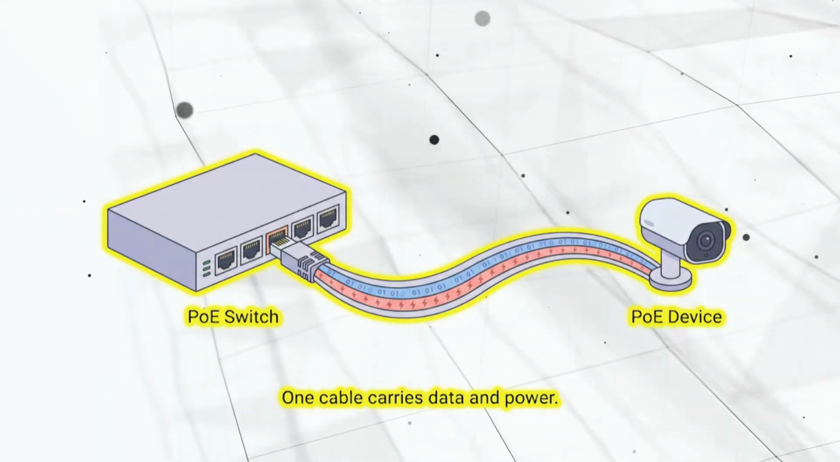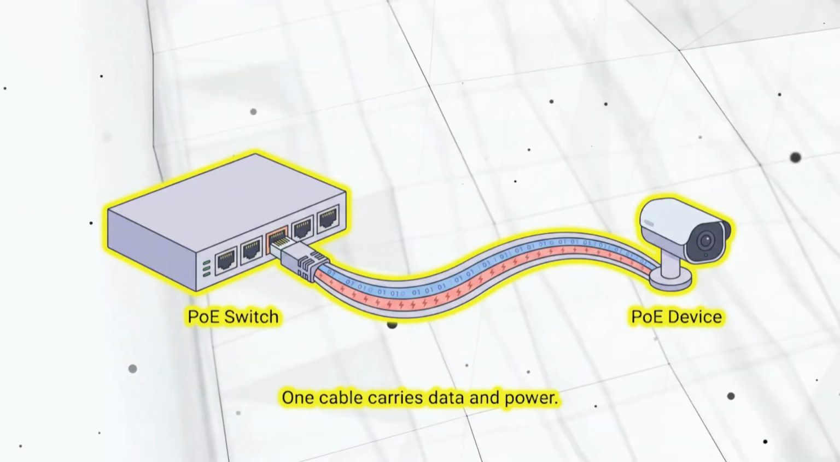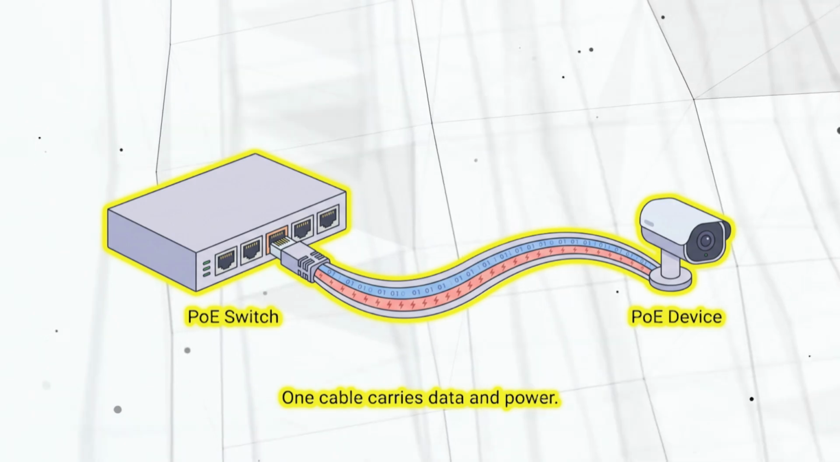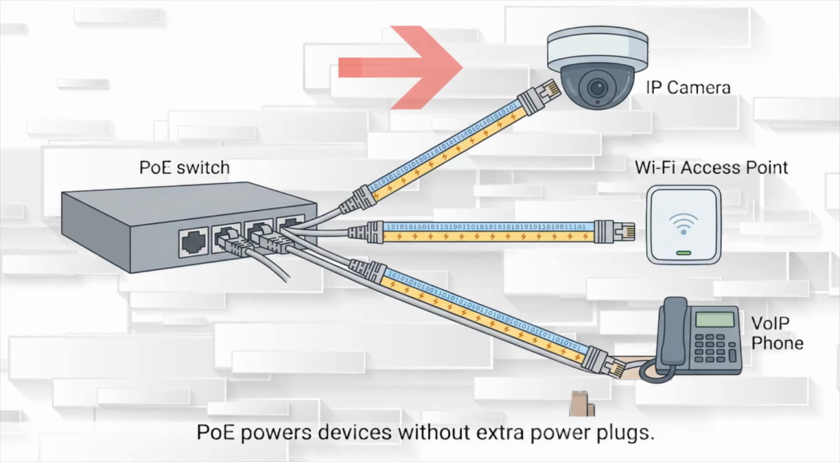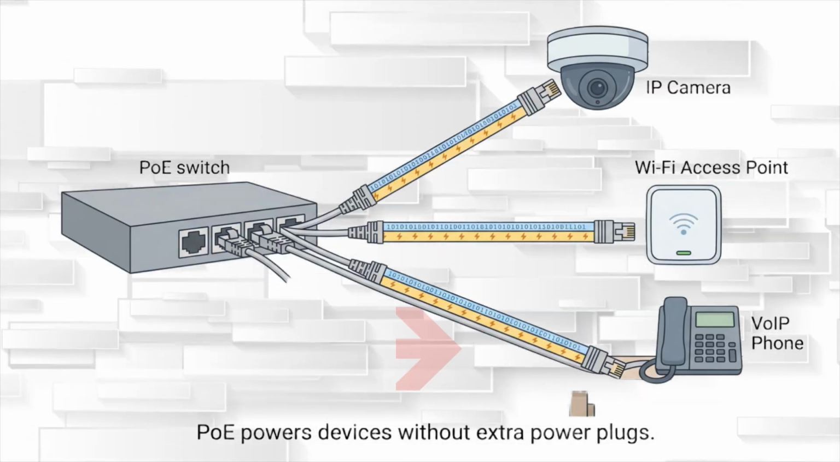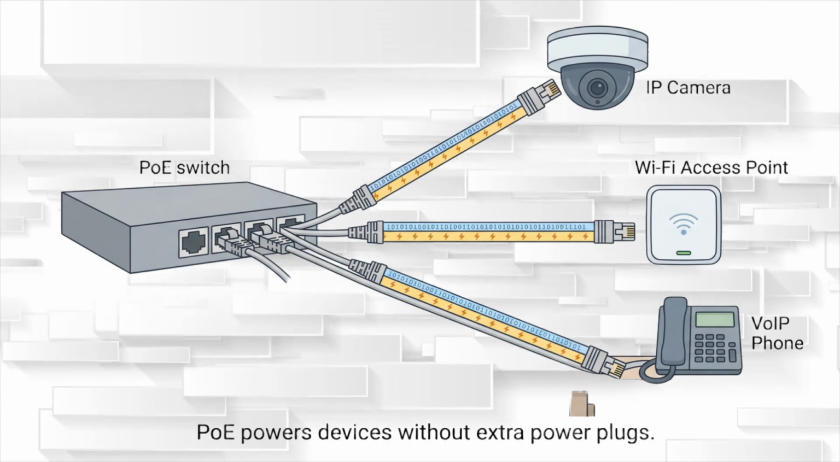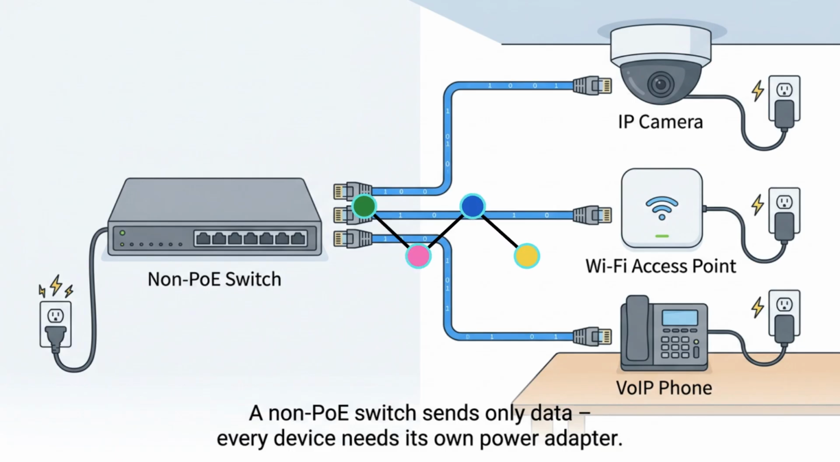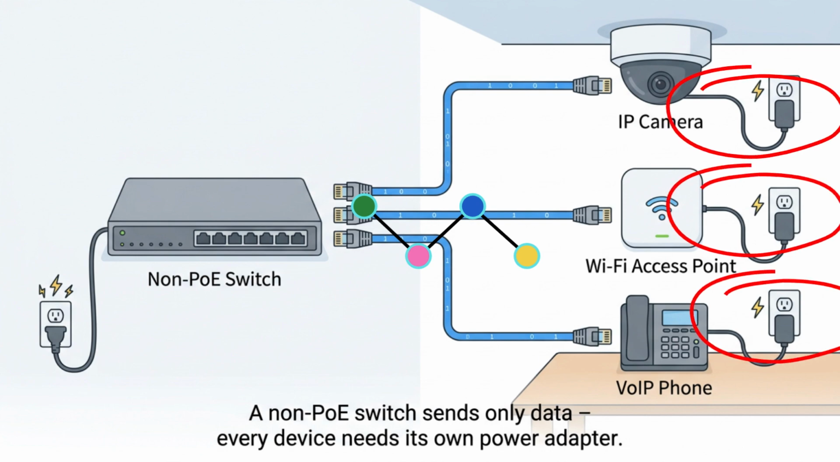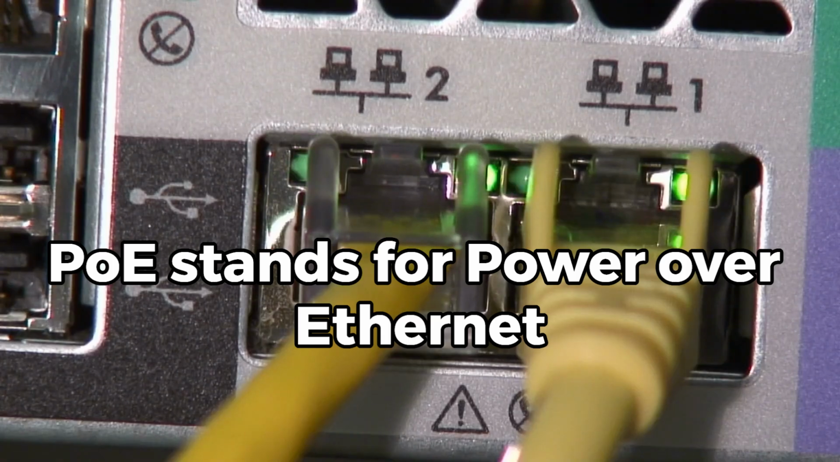A PoE switch sends data and electrical power through the same network cable. It can power devices like IP cameras, Wi-Fi access points, and VoIP phones without extra power plugs. A non-PoE switch sends only data through the cable and cannot power devices at all. Any device on a non-PoE switch needs its own power adapter or outlet. PoE stands for Power over Ethernet, which is the name of this power plus data technology.